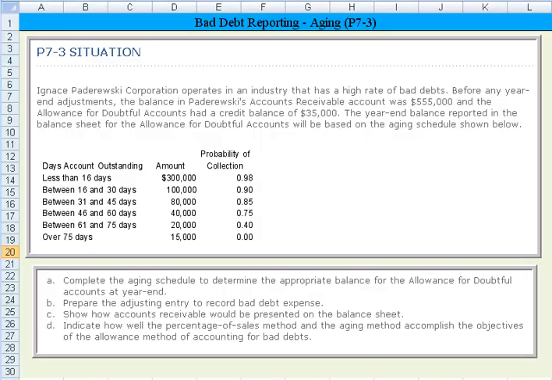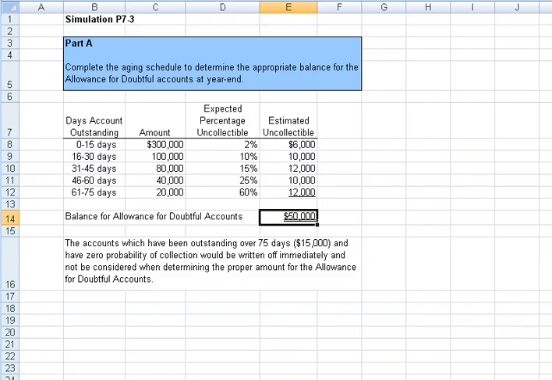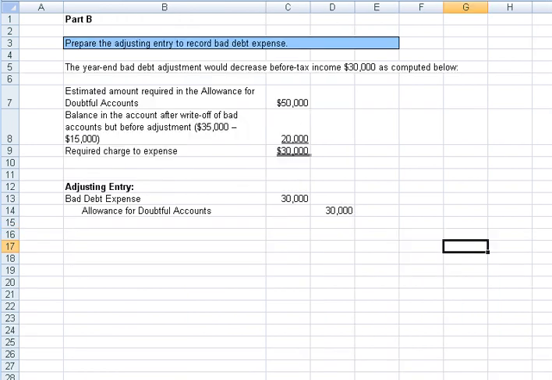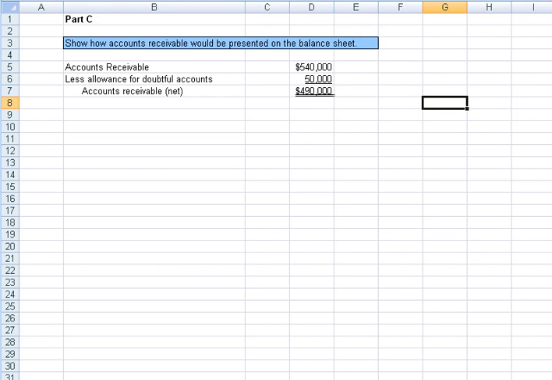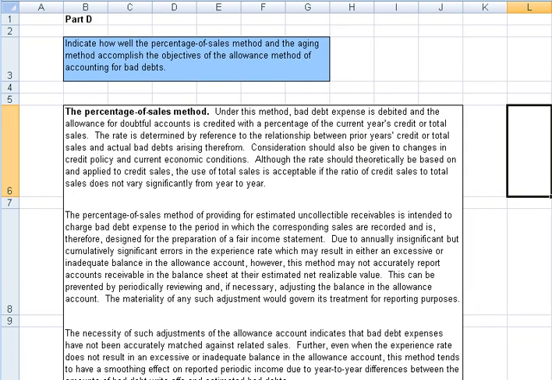Okay, so again, we took a look at this problem. We calculated how to determine the allowance for doubtful accounts, how to determine the amount of the adjusting entry, what it would look like in the income statement, and we talked a little bit about the theory behind the various methods.